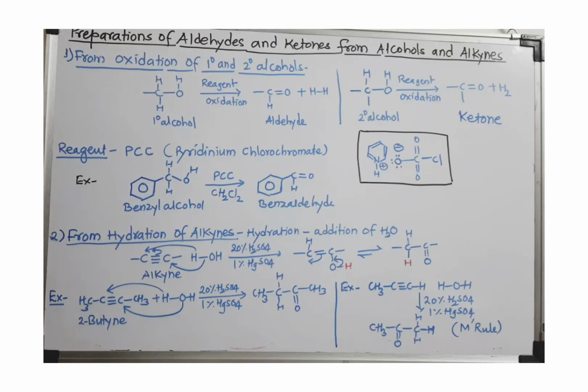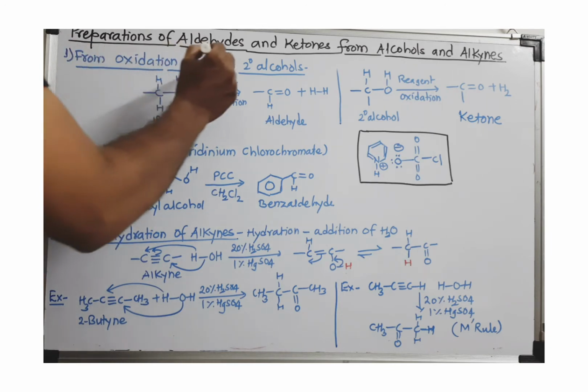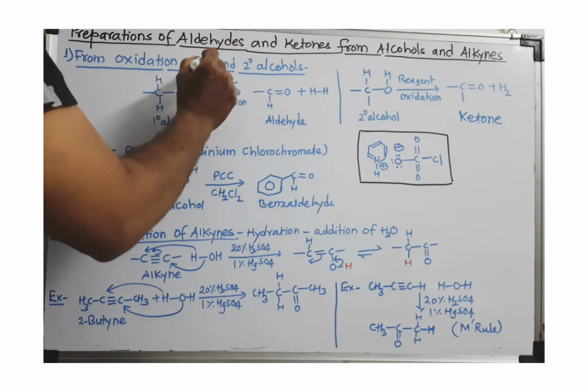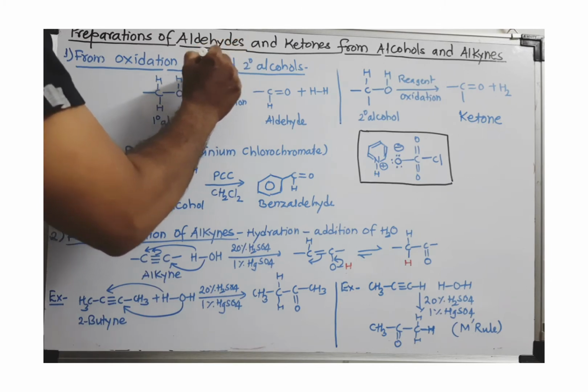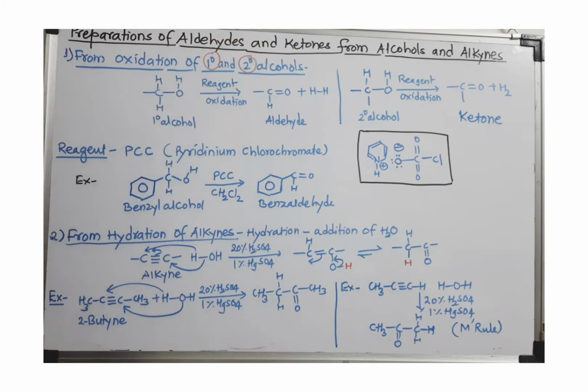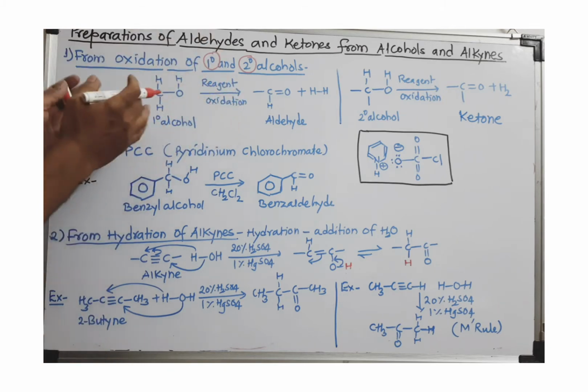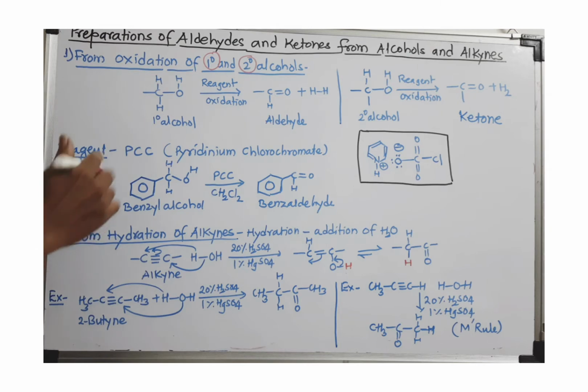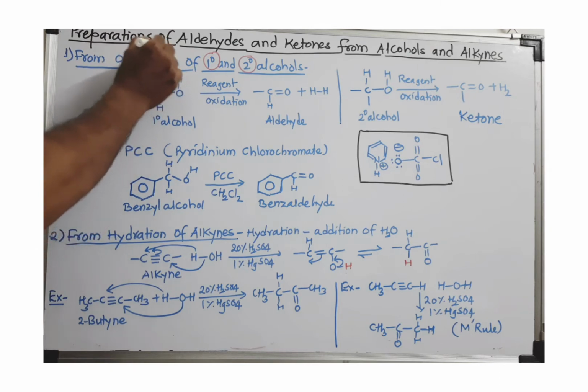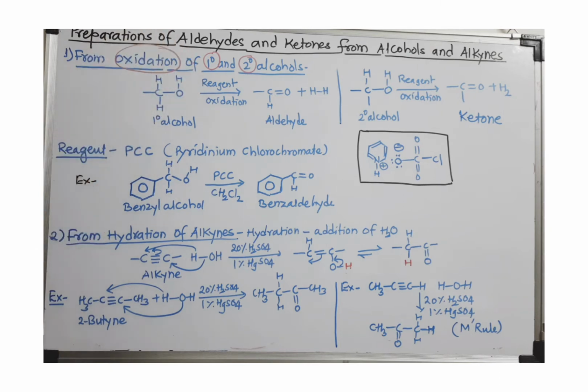Preparation of aldehydes and ketones from alcohols and alkynes. These two preparations we are going to discuss now. First of all, see how to prepare aldehydes and ketones from primary and secondary alcohols. If you want to prepare aldehyde and ketone from primary and secondary alcohol, we have to perform an oxidation reaction.